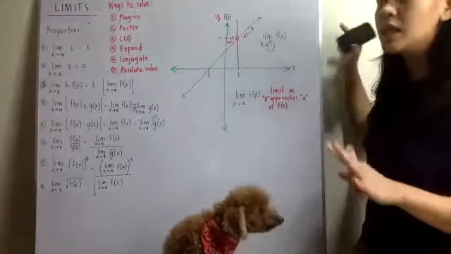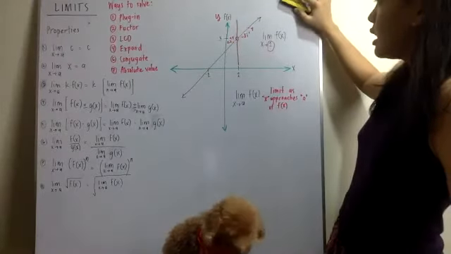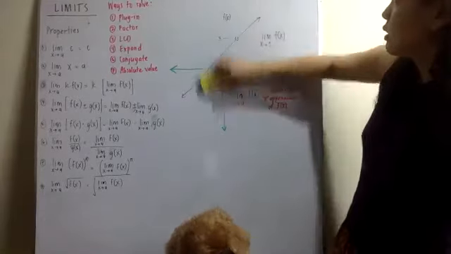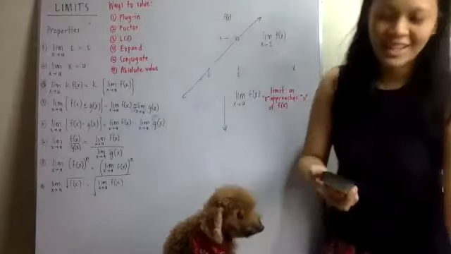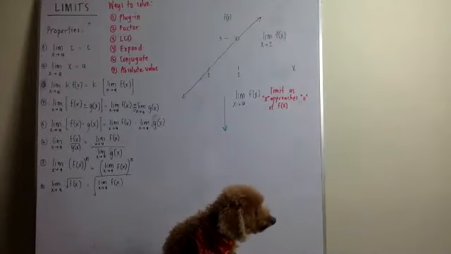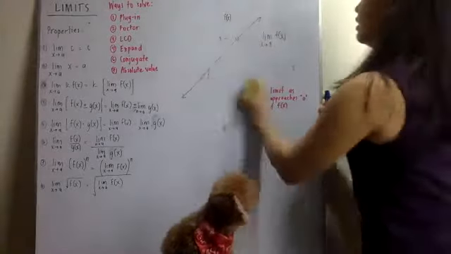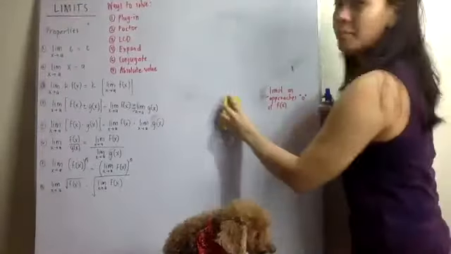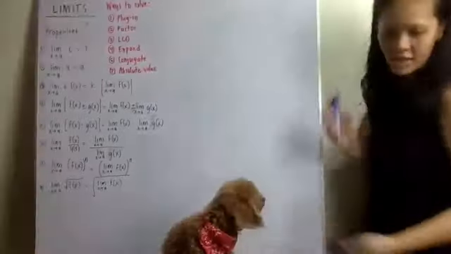So, para mas maintindihan yung left and right side, minsan kinukunan natin ng limit yung mga ganitong functions. Wait lang. Ayaw mag-erase. Kailangang basa siya para mag-erase kasi naubos na yung black ko na marker na isa.